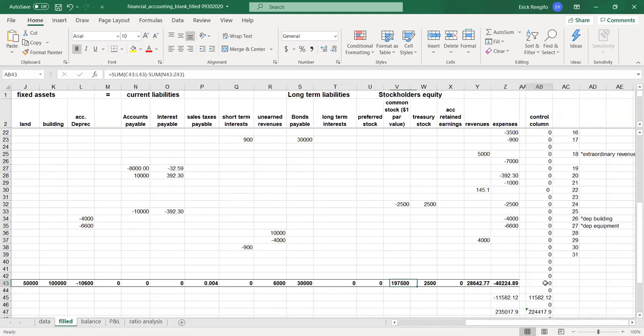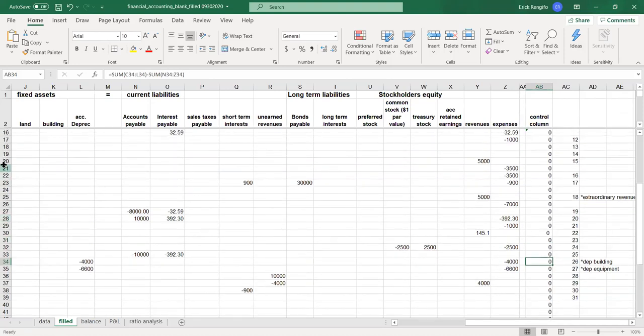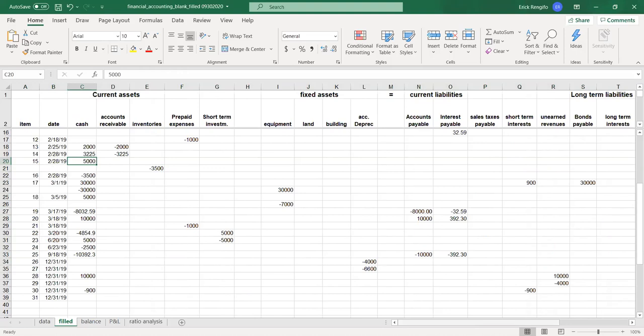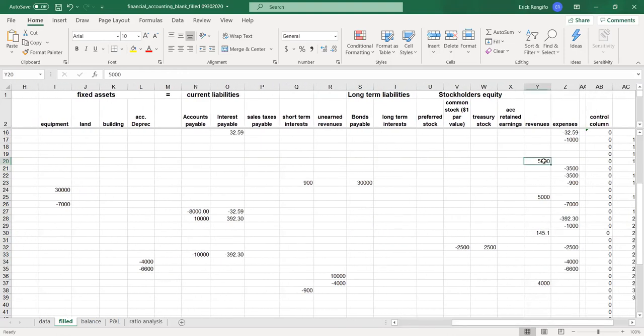Make sense to you? So remember, guys, what is crucial is that you need to have zeros here. Yeah, Professor, I don't have zeros there. I think I must have copied something wrong. Where? Here in the control column. Tell me which row. So, row 20. Okay, so let's do row 20. Row 20 is transaction 15. It's basically I sell a product for $5,000 cash. So this increases my revenues by $5,000. Yeah, I think I'm missing just that revenues part.